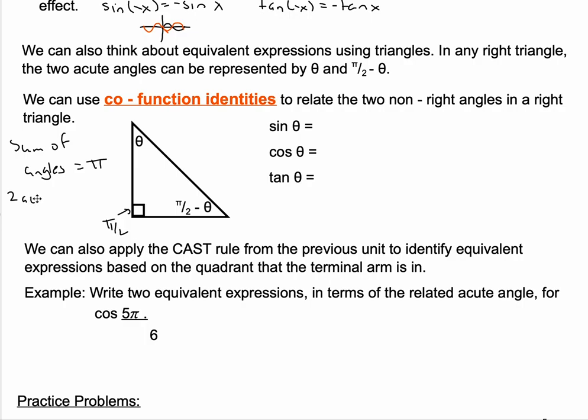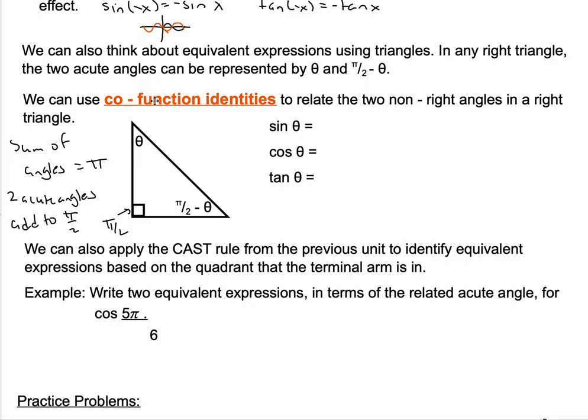So my two acute angles add to pi by 2 as well. Okay, so 90 there, 90 here. So that means one of them can be called theta, and then the other one is going to be pi by 2 minus theta, because it's whatever's left of that piece that you have. Okay, so now we're going to derive our cofunction identities using things that we know.